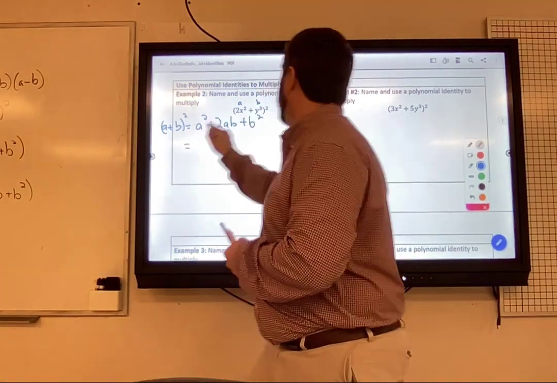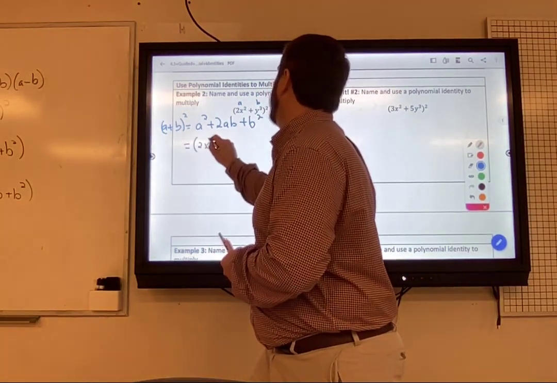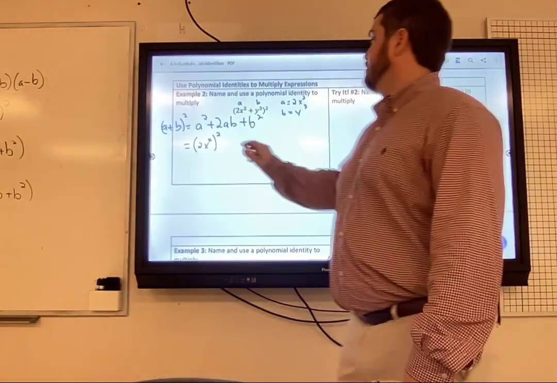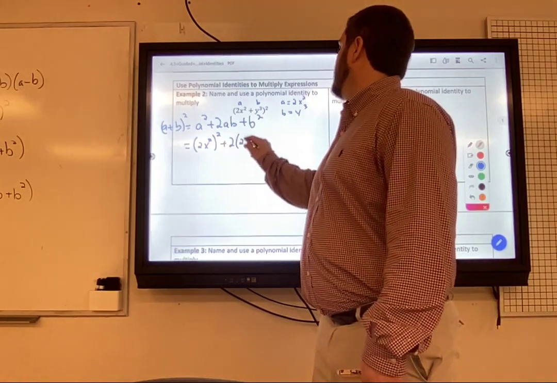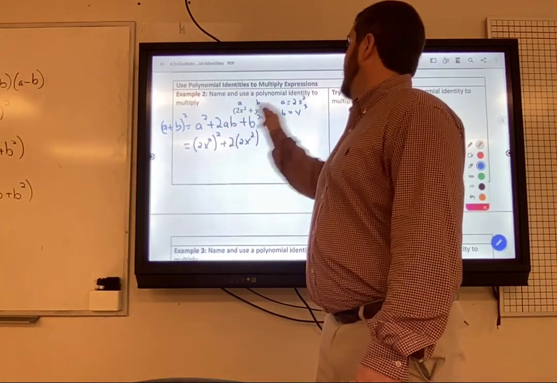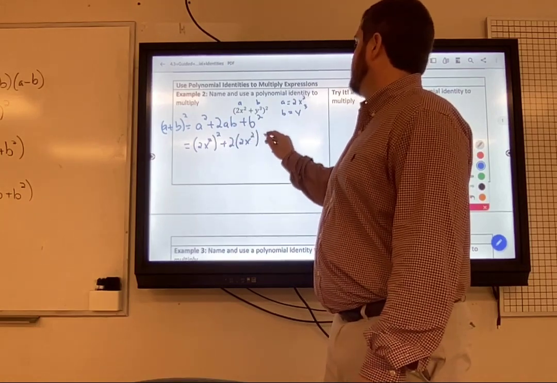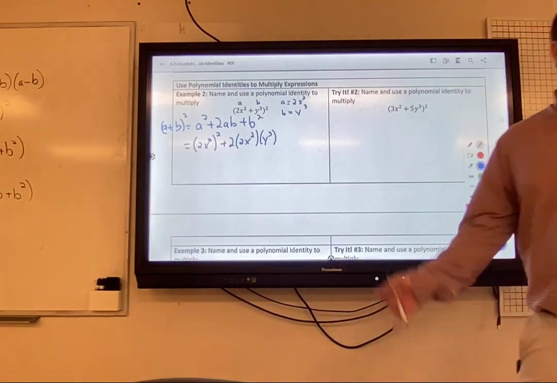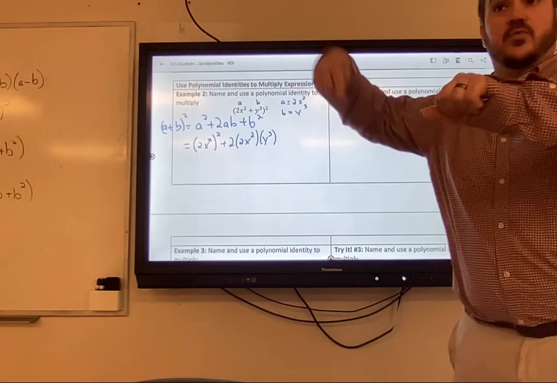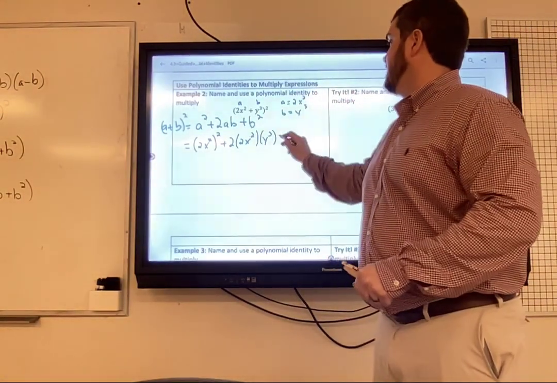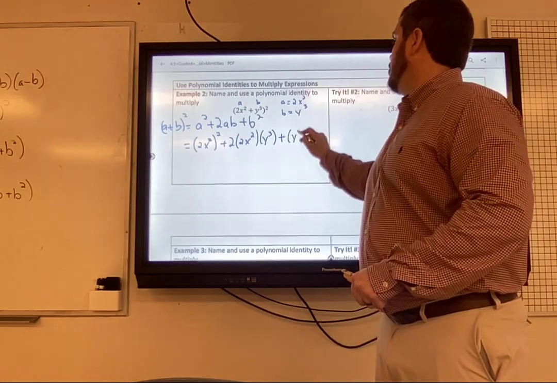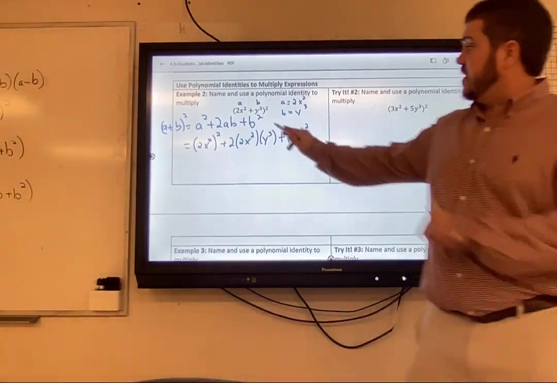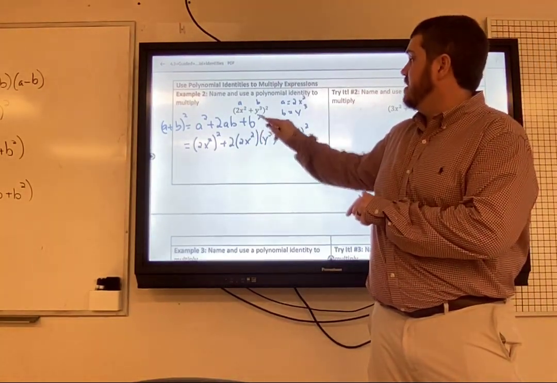All Coach Braun's going to do is go replace a with 2x squared in the formula. That used to say a squared, it now says 2x squared, squared. In the middle here it said 2 times a, I replaced it with 2x squared, and then b is y cubed. Everywhere I got parentheses, that's me substituting in what a is and what b is. All right, and then the last part said plus b squared, so I got y cubed squared. Why would you square that? Because that's what it says in the identity here. It says b squared. Oh, I didn't see that. That's all right.